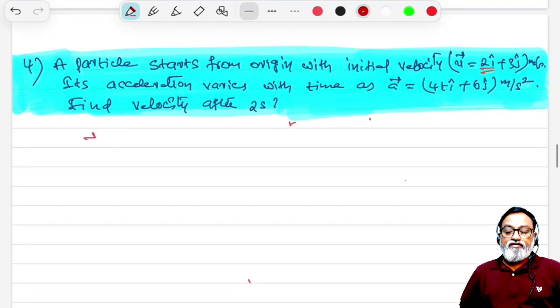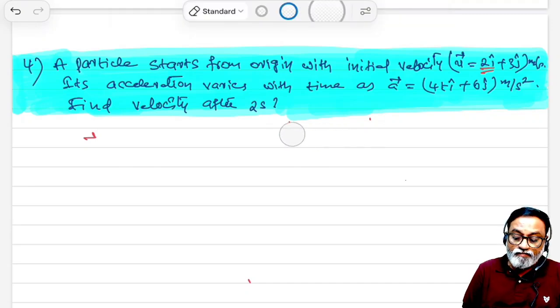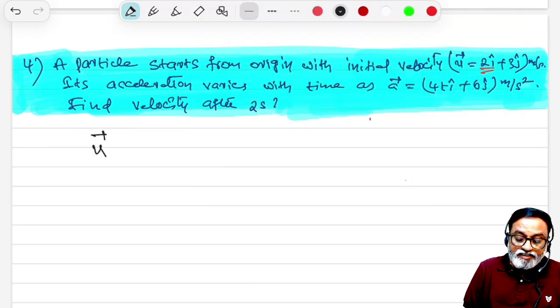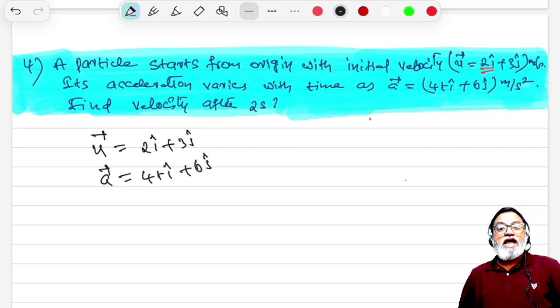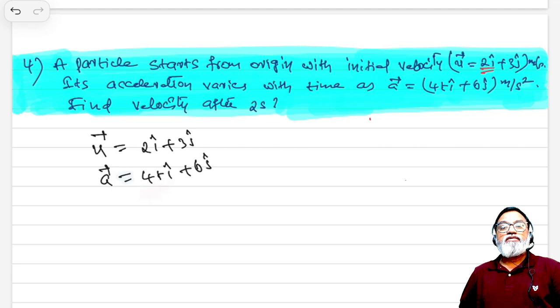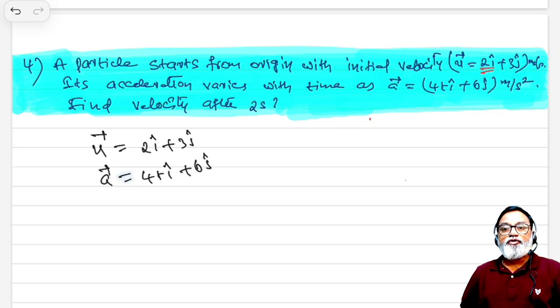See, this is very, very important. Here, initial velocity u bar is given as 2 i cap plus 3 j cap. But acceleration is given as 4t i cap plus 6 j cap. So here acceleration depends on time. It is a variable acceleration. See, for variable acceleration, there is no need to use equations of motion, v is equal to u plus at, s is equal to ut plus half at square.